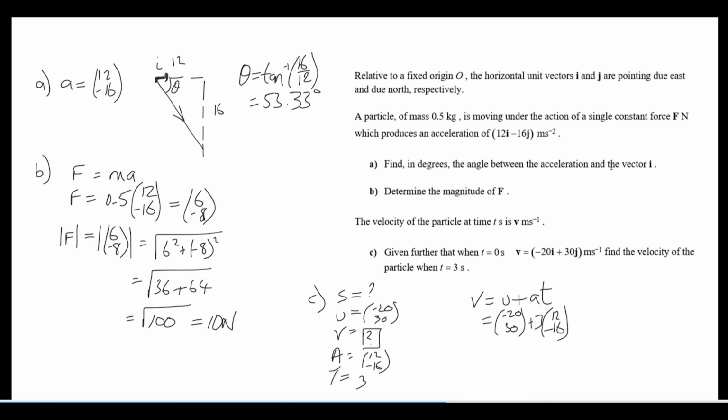and here we just want to find the resultant of this right hand side. So negative 20 plus 3 times 12, and 30 plus 3 times negative 16. And that gives us a velocity vector of 16, negative 18. If we'd been asked for speed, we'd need to find the magnitude of this and apply some Pythagoras. Or if we'd just been asked for the magnitude of the velocity vector, we'd once again need to make use of Pythagoras. Since we haven't been asked, we're okay to leave it in this form.